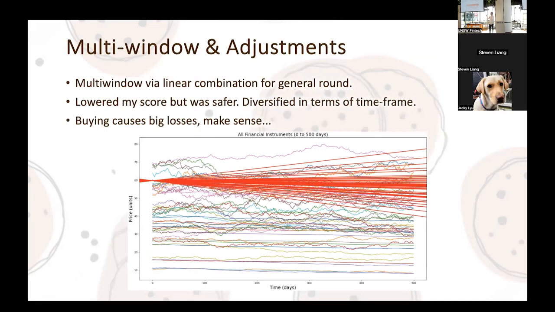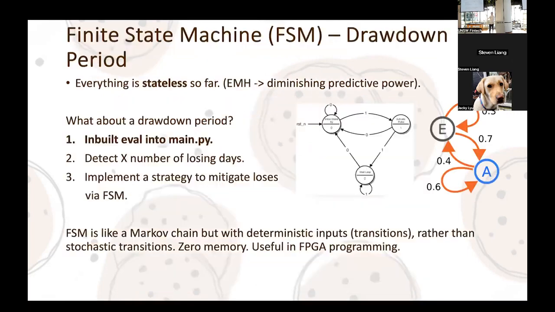Makes sense. I also tried multi-window in the general round. Sort of diversify temporally, take different time frames. It was lower in my score, but I thought it was safer, so that's what I went with in general. It's another cool idea to try.